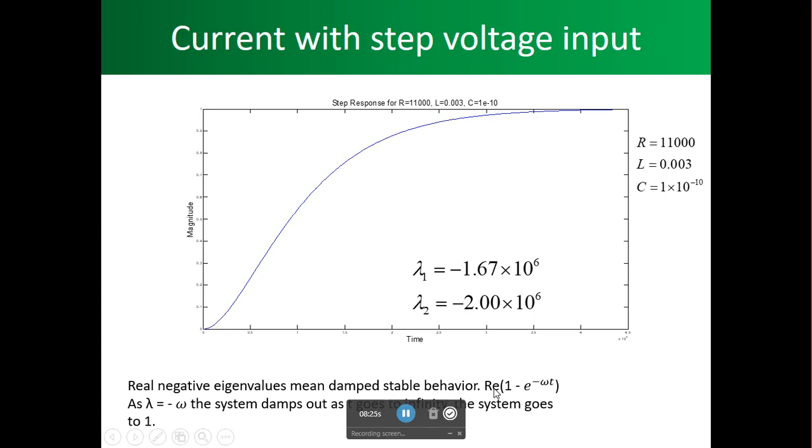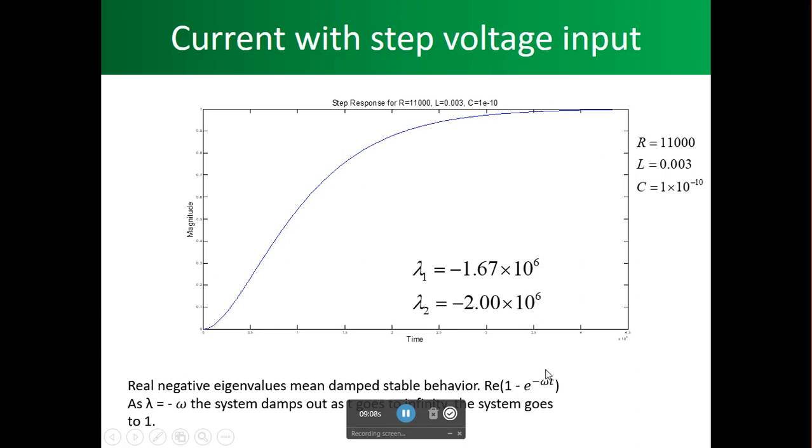Why is that? We have this equation: 1 minus e to the minus omega t, where lambda equals minus omega. Now this is all talking about a negative eigenvalue. The system damps out. As t goes to infinity, as we keep going higher and higher, as time goes toward infinity, what happens? The system goes to 1.